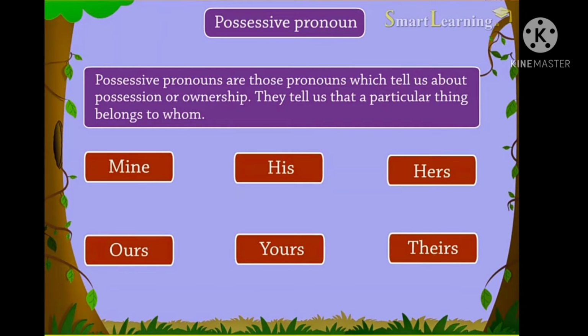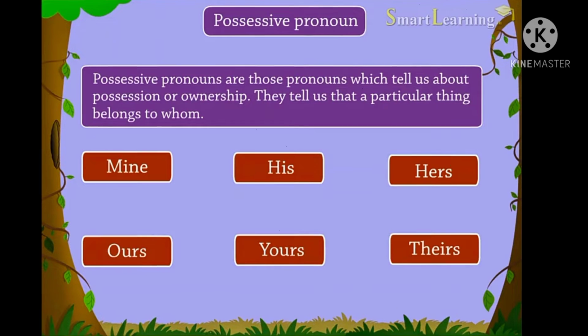Next, we have done possessive pronouns. Possessive pronouns are those pronouns which tell us about possession or ownership. They tell us that a particular thing belongs to whom. Mine, ours, his, yours, hers, theirs. These are the possessive pronouns which we use in a sentence.